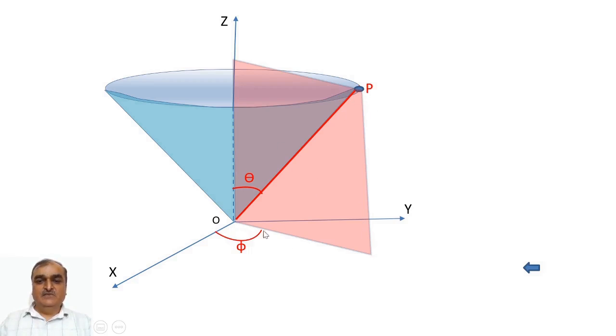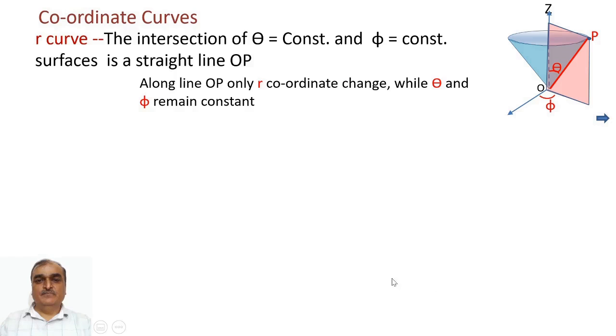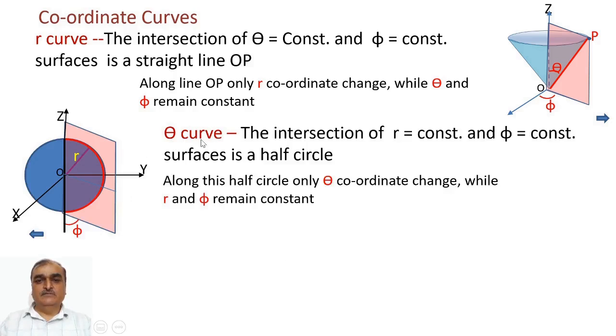On this line, theta and phi remain constant, but the value of r varies from point to point. Therefore, this is the r curve. Then the next curve, the theta curve. The intersection of r constant, which is a spherical surface, and phi constant, which is a half plane with one edge along the z-axis. This sphere and half plane intersect along this half circle, this red half circle.